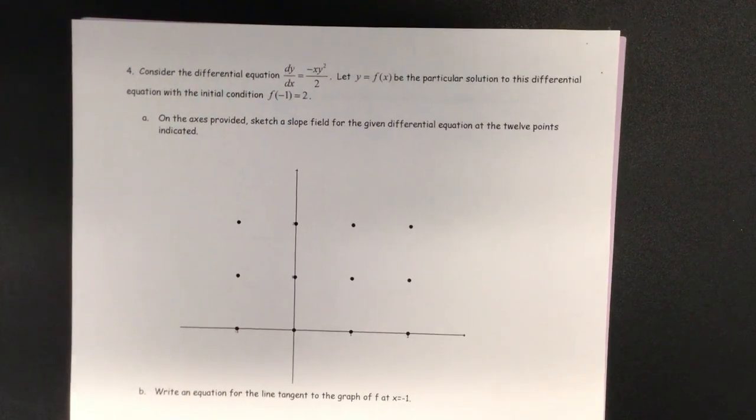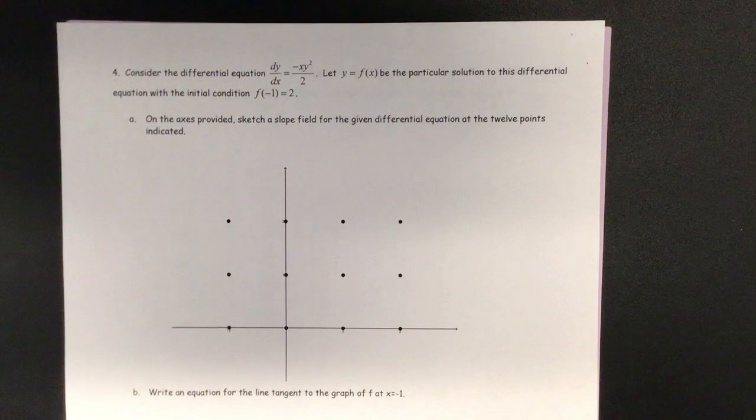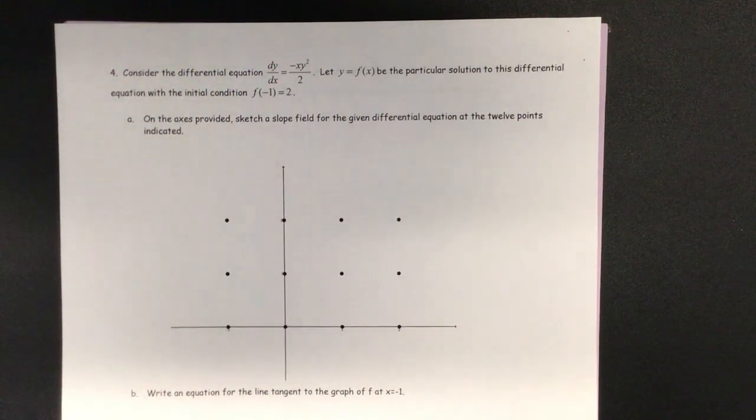Find the particular solution to the differential equation with the initial condition f of -1 equals 2. On the axis provided, sketch a slope field for the given differential equation at the 12 points indicated.